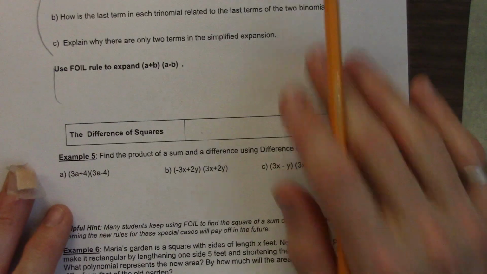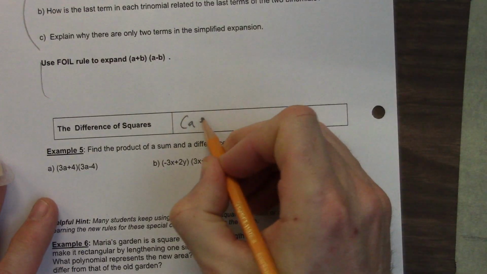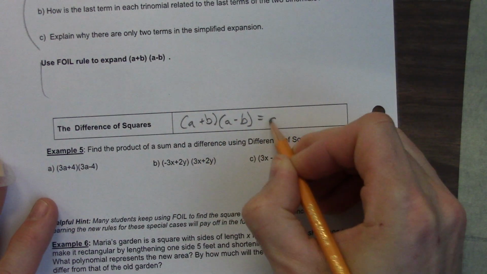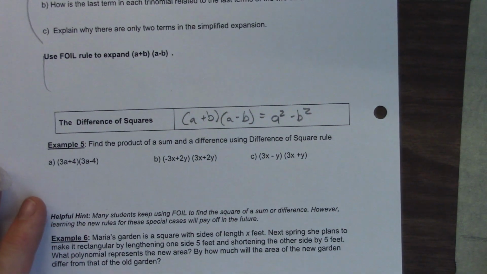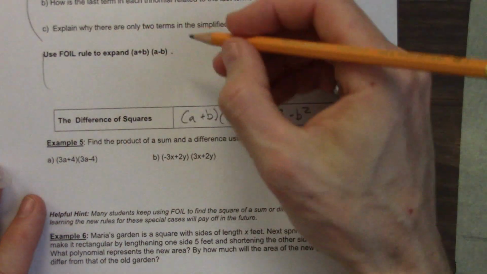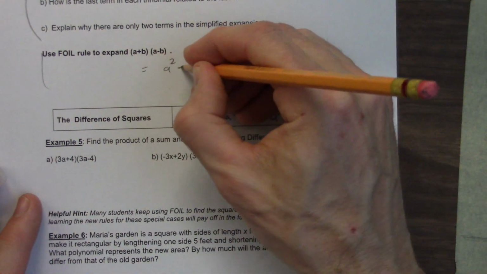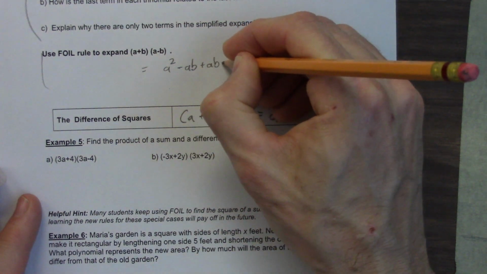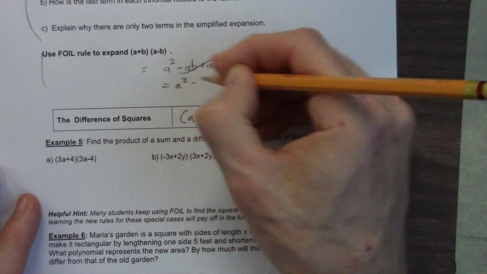So what you get is this formula, difference of squares, also a formula you're going to use forever. When it's a plus b times a minus b, the result is just a squared minus b squared. Okay, we know that from this rule. This becomes a squared minus ab plus ab minus b squared. So these go away, you get a squared minus b squared.